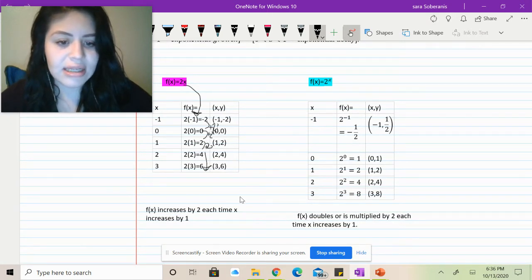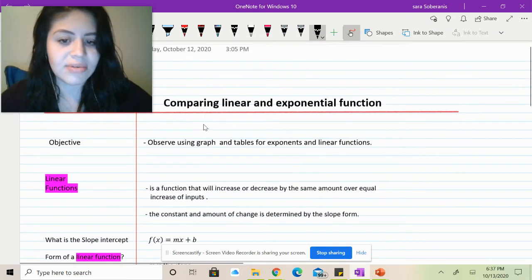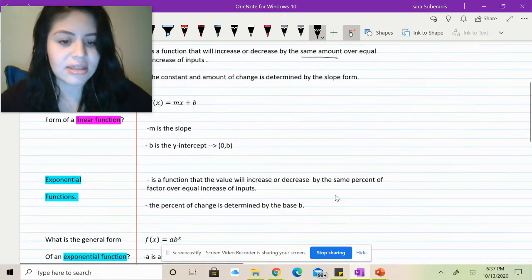So what's occurring in this table is that f of x increases by 2 each time x increases by 1. Therefore, our input is increased by 1 and our output will be increased by 2. And with the linear function, as mentioned in our description, it's the same amount. It's constant and it never changes.